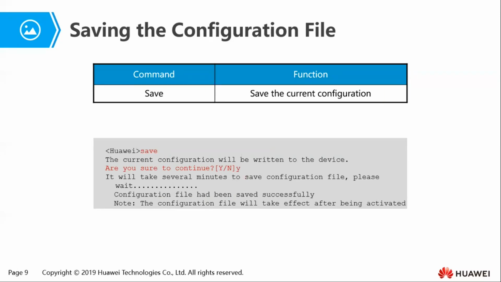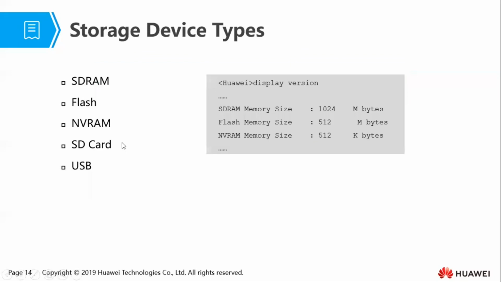When you use the save command, this particular current configuration file, of course, will be saved on the default storage path of the system. Most of the time, it's just the flash memory.